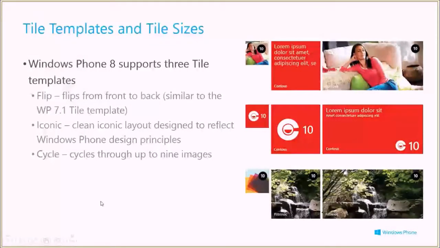What about the cycle template? It cycles through up to 9 images. These are local URIs as well. So you can do a photo album or whatever you would like to do through this style of template.